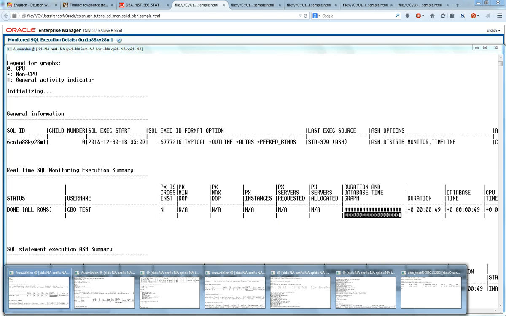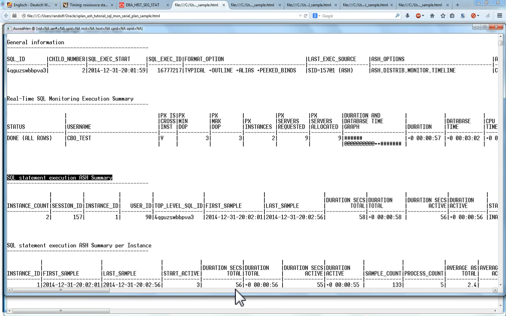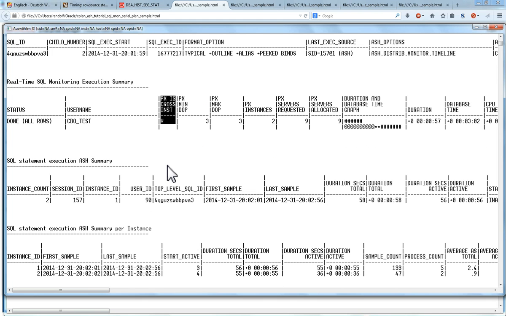And then we can also have a look at this one here. I wanted to mention, you can see that this was actually a cross-instance parallel execution. If you have a case like this where you have parallel execution that spans more than a single instance, then you get this reported, of course, in the real-time SQL monitoring part. But as we will see later on, this is also recognized by the script, by explainash, and in case it is a cross-instance parallel execution, you will see that there will be more sections, like for example this statement execution summary based on ash, and you will then get an additional section called summary per instance.